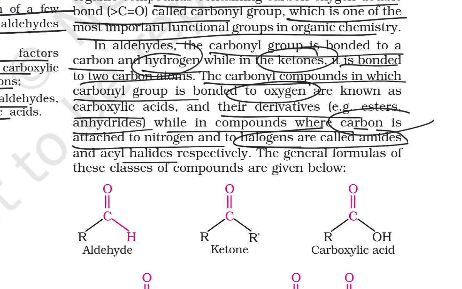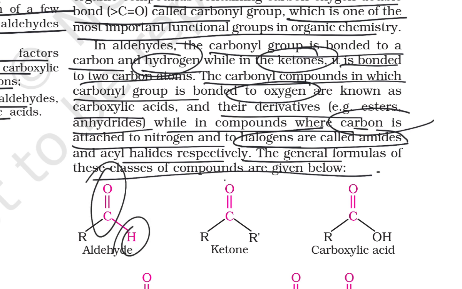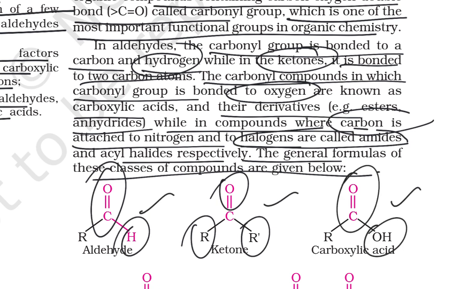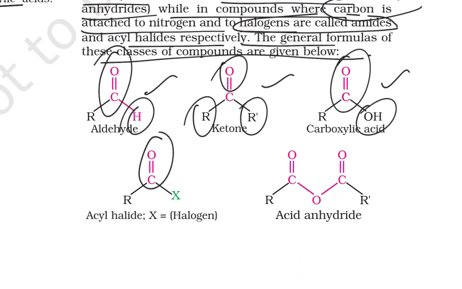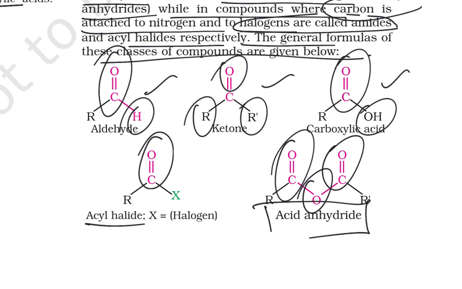Here is the general formula of these classes of compounds. Your carbonyl group is bonded with hydrogen, so this is an aldehyde; bonded with two carbons, this is a ketone. Bonded with OH, this is a carboxylic acid. Bonded with a halide, it is an acyl halide. If you take two acid molecules and remove water, we call it an acid anhydride, right?